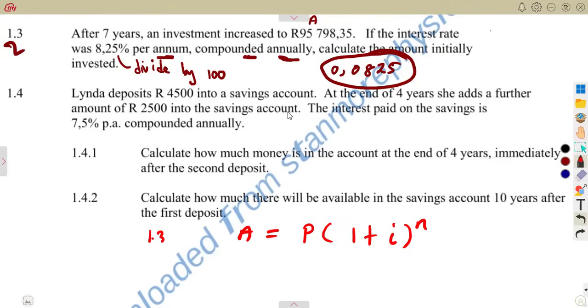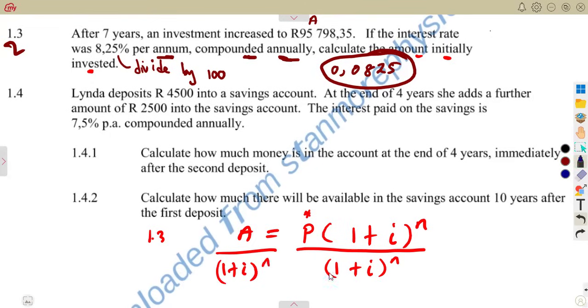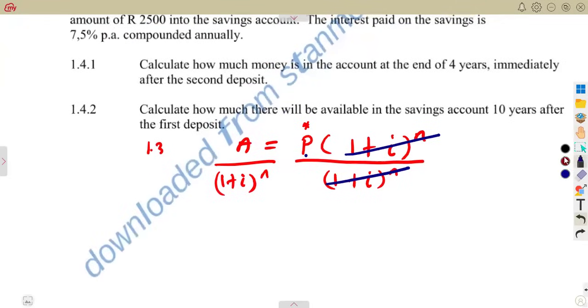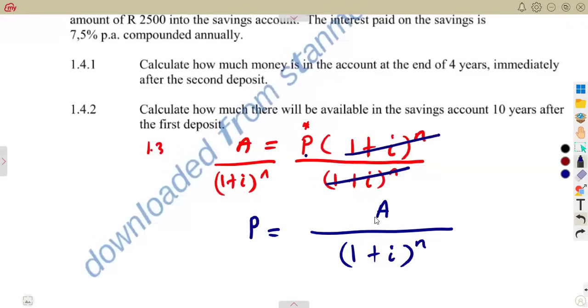The question is, we are supposed to calculate the amount initially invested, which is this P. We can find P by dividing by the bracket of (1 plus i) to the exponent of n. This is a product, so you can simply divide by this bracket, and this cancels. We make P the subject of the formula, meaning the formula for the principal can be given as P is equal to the amount over (1 plus i) to the exponent of n.